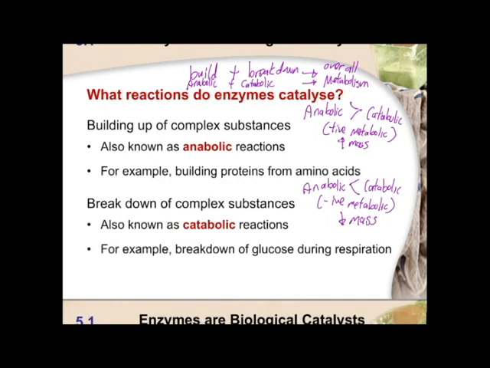So that is an example of metabolism. Okay, so next we look at the examples. Anabolic reactions are the building up of complex substances, like building up of protein from amino acid, and catabolic reactions are basically the breakdown of substances.